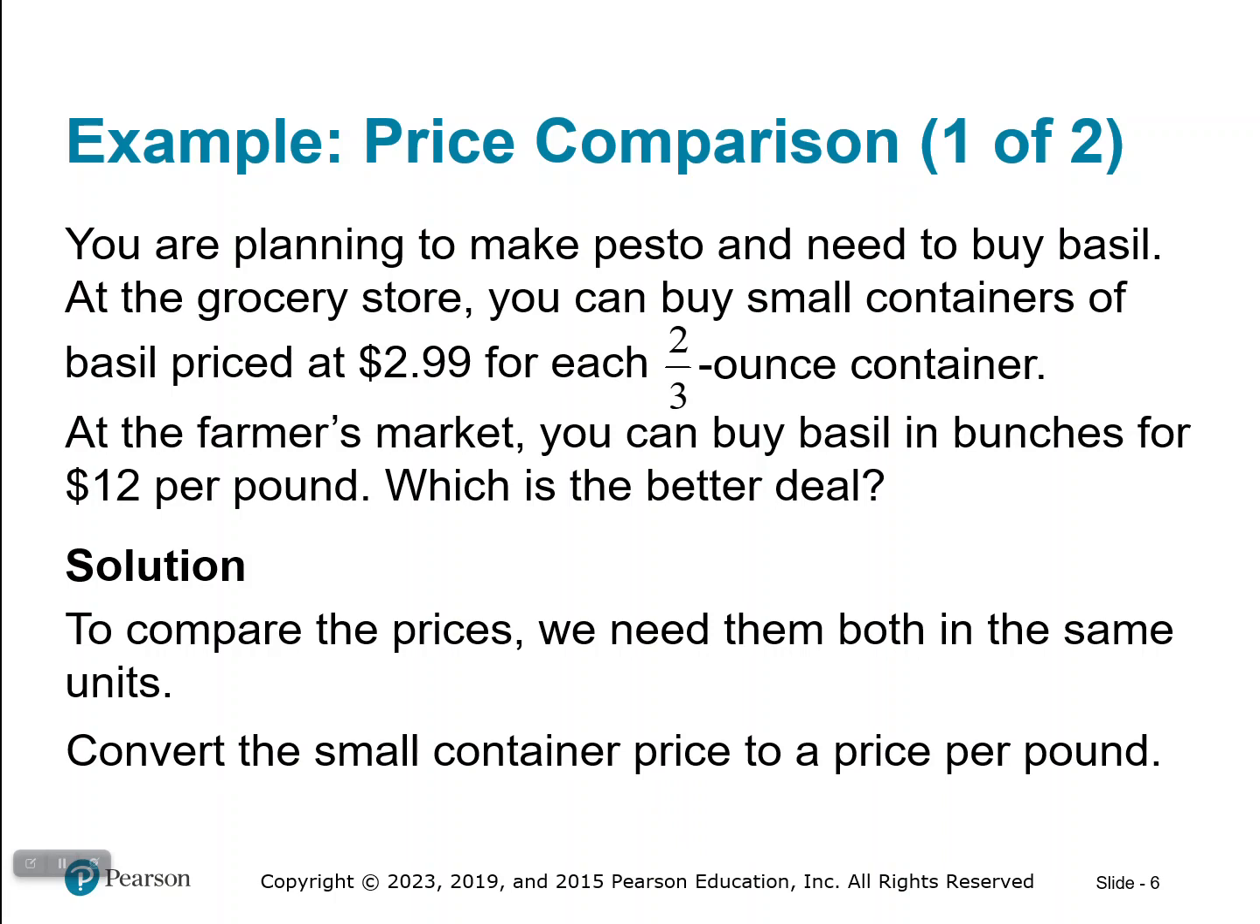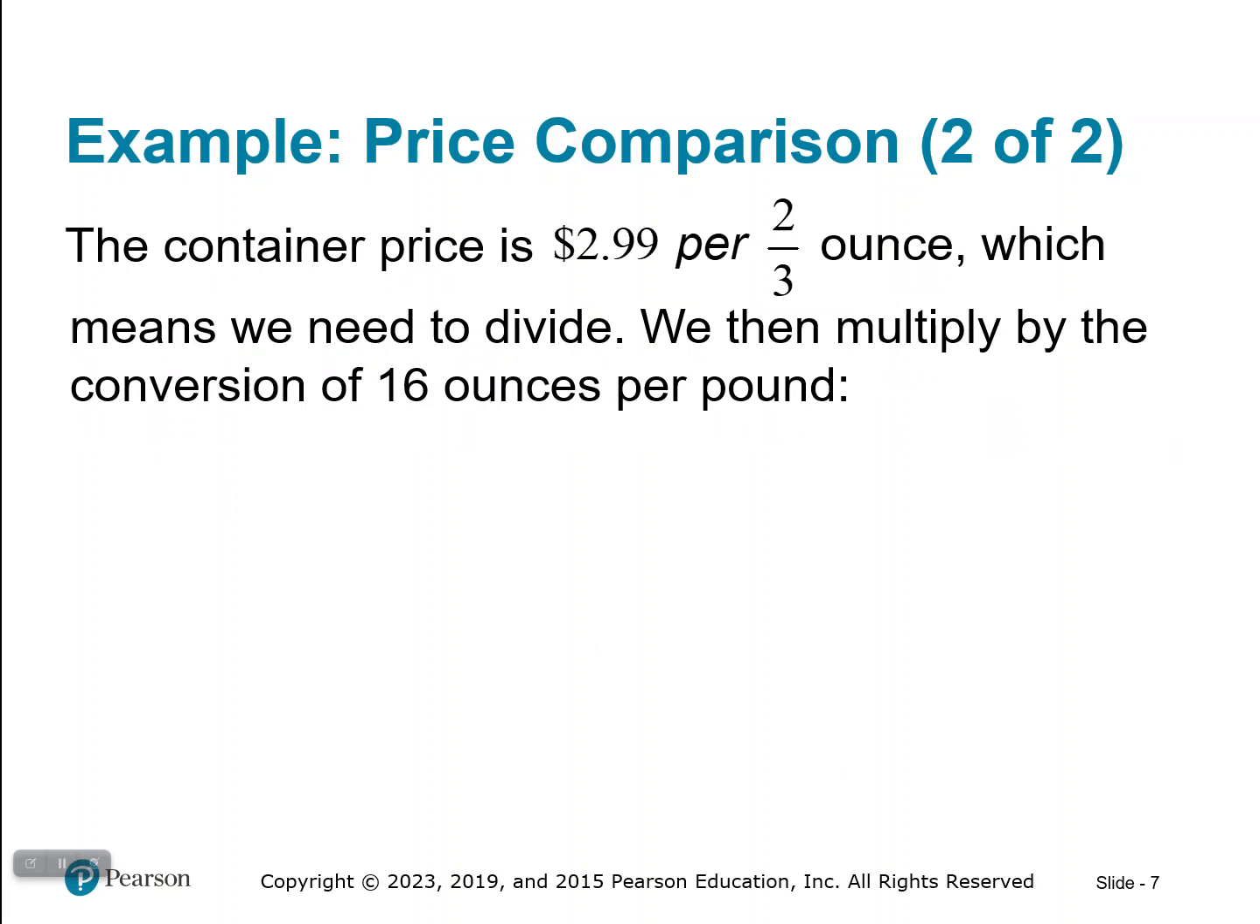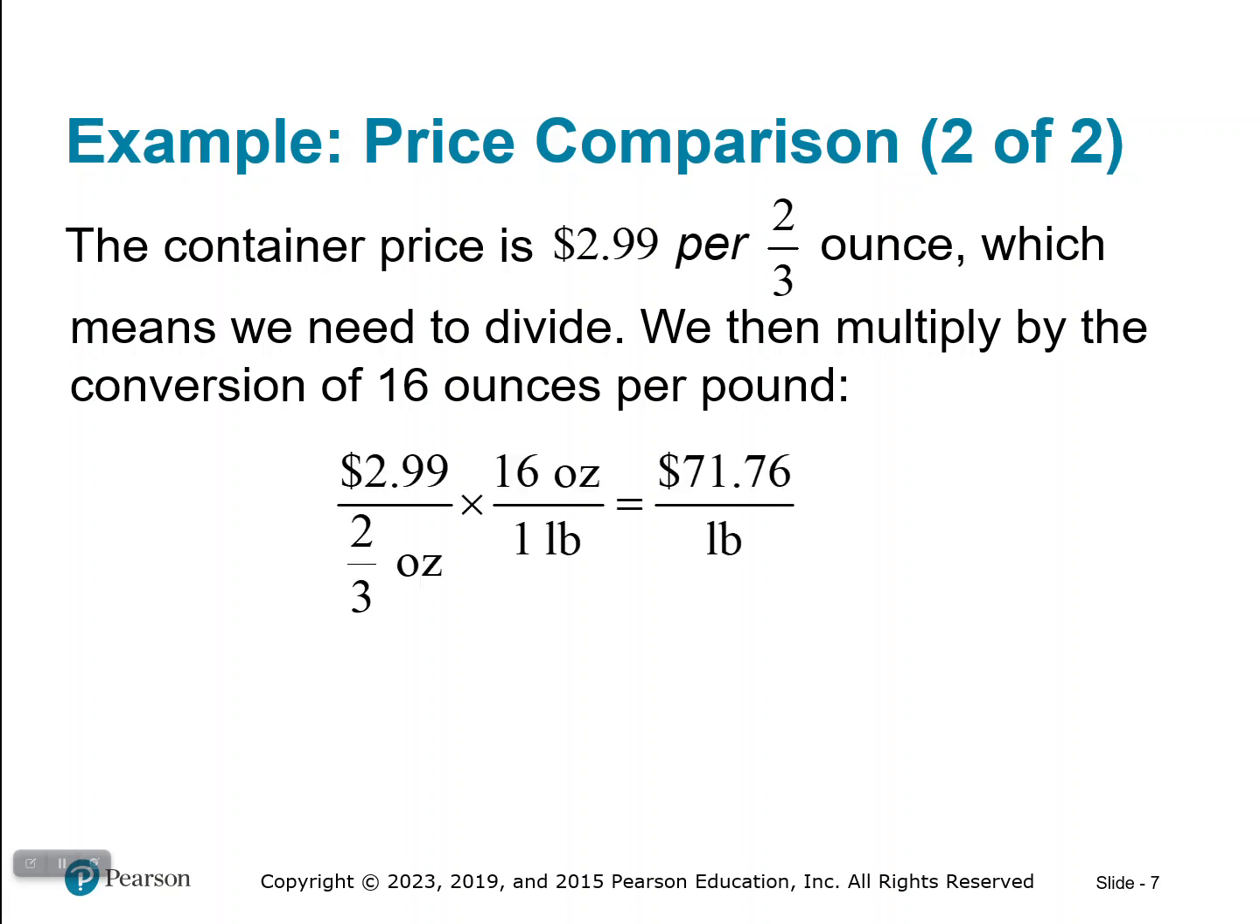We're going to convert the smaller one at the grocery store into a price per pound so that we can compare with common units. The container price is $2.99 per 2/3 ounce. So we'll write that as a fraction. $2.99 divided by 2/3 of an ounce. But we want to convert ounces into pounds, and there are 16 ounces in 1 pound, and so our conversion factor, we'll put the ounces in the numerator so that they cancel from the denominator.